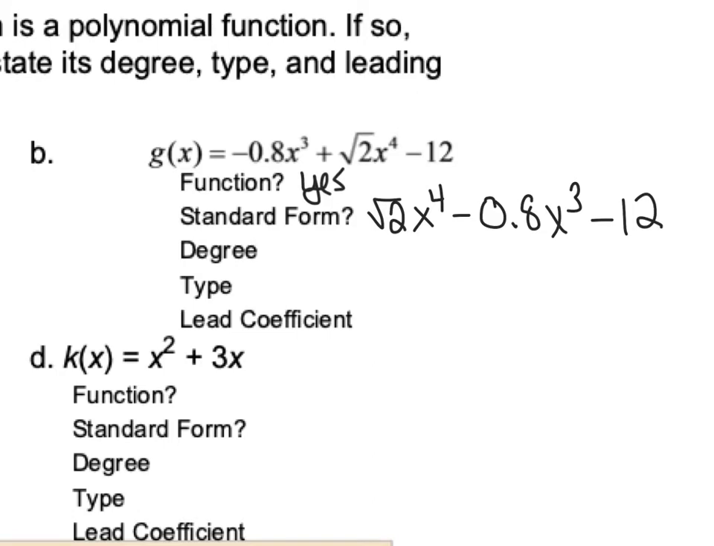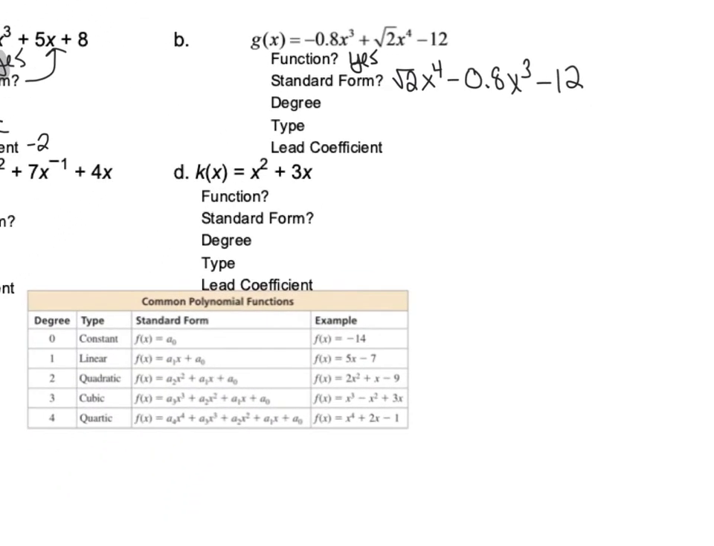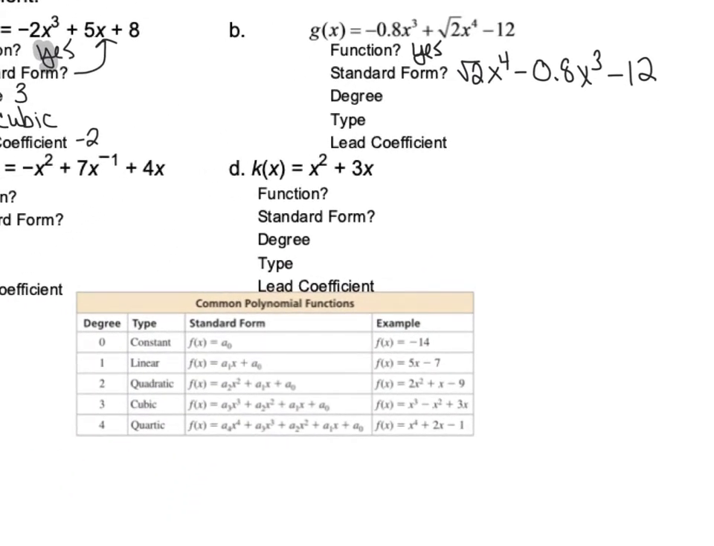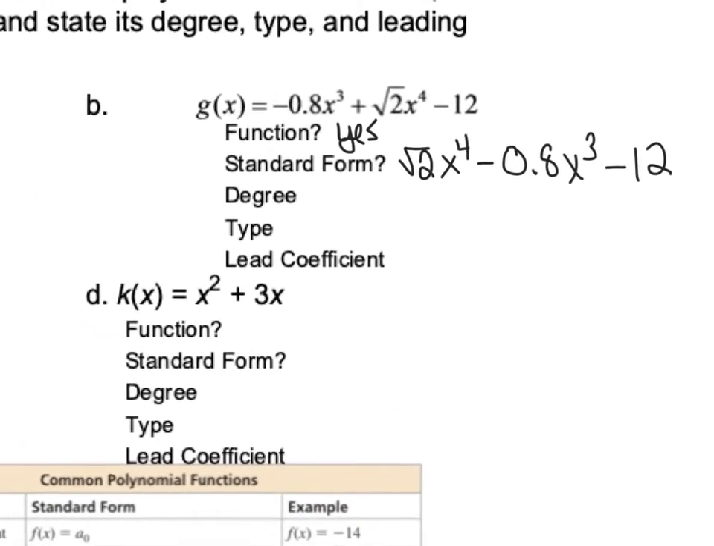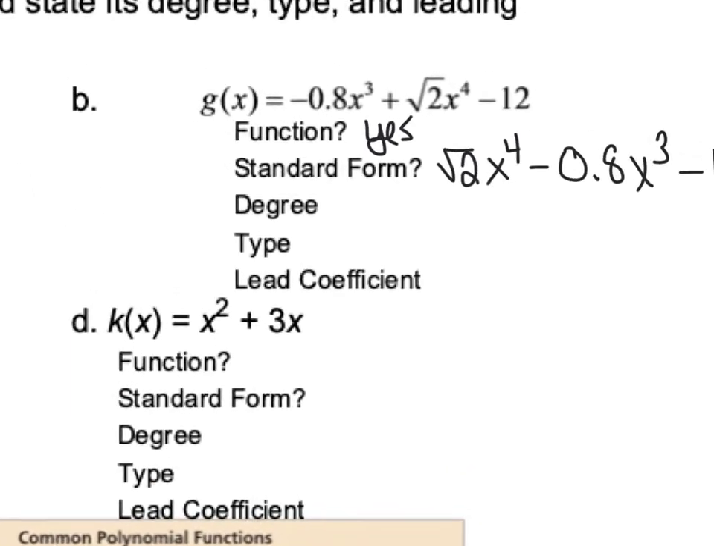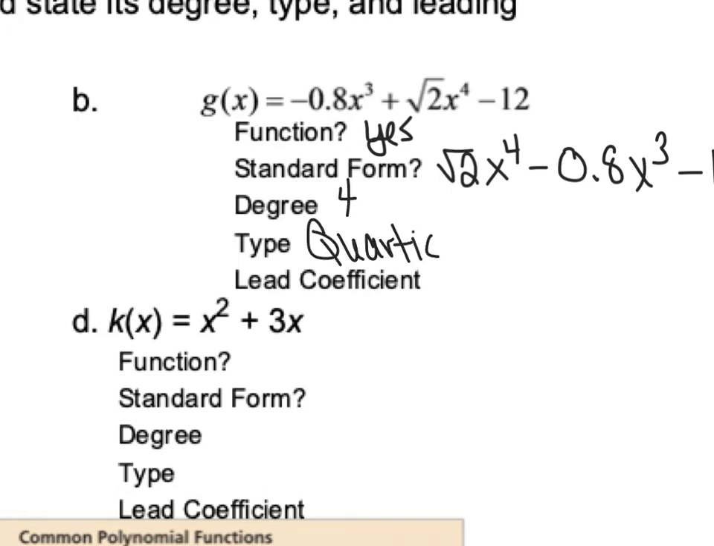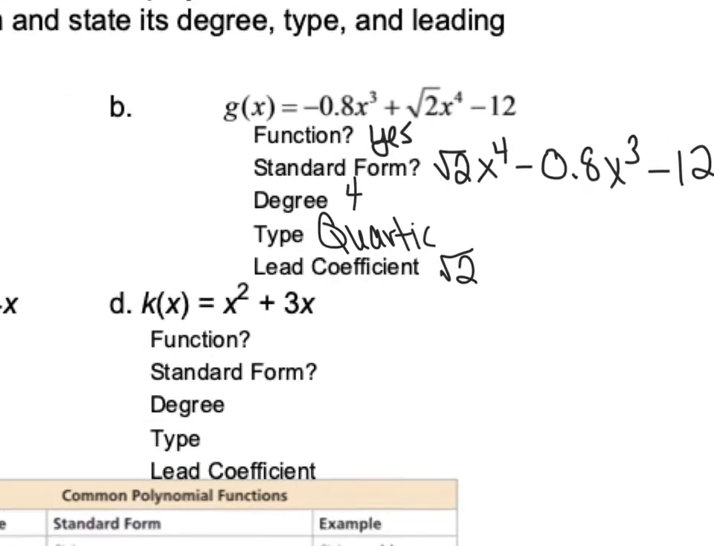Since it's a fourth power, if we look down here at our table, fourth power is called a quartic. Well, that's the type, sorry. Here we have a degree of 4, because that's the highest. It's a quartic. And the lead coefficient is the square root of 2.